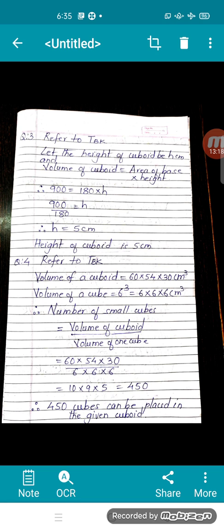A cuboid is of dimension 60 into 54 into 30 centimeter. How many small cubes with side 6 centimeter can be placed in the given cuboid? Volume of cuboid is given. Volume of cube is given. So number of small cubes will be volume of cuboid upon volume of one cube. So 60 into 54 into 30 upon 6 into 6 into 6, you get 450. Clear? Write the answer.